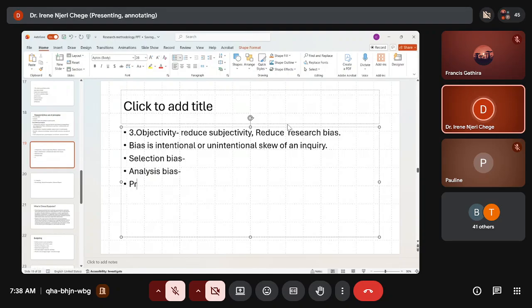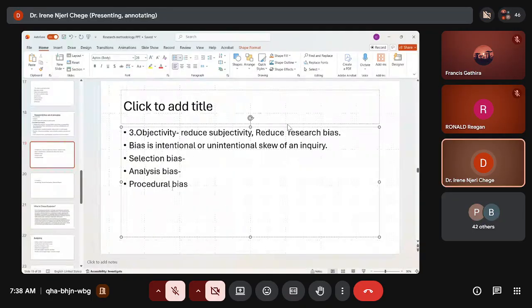We also have what we call procedural bias. What is a procedural bias? Procedural bias, like it suggests, has to do with the procedure. So it occurs in a study when you are collecting data with the wrong procedure. You're using the wrong procedure. For example, when you're selecting your participants, you only select the ones who you want to give a specific response, because you're already looking at a specific outcome.